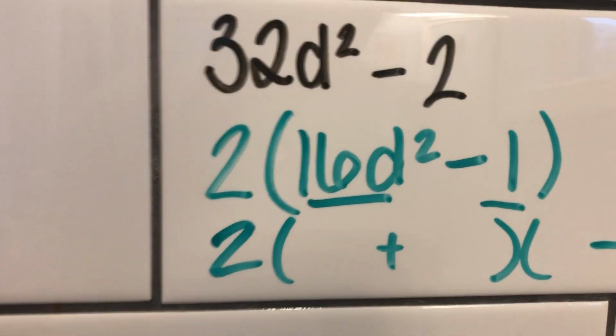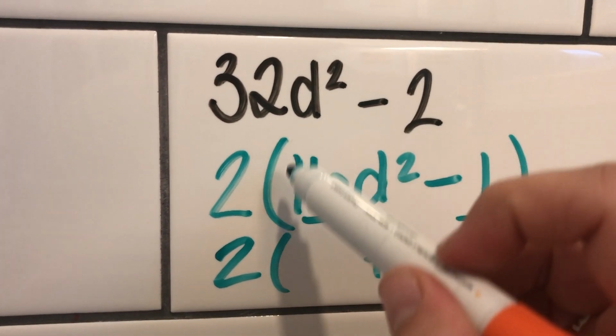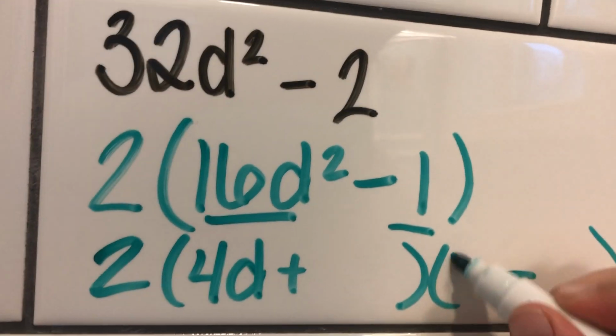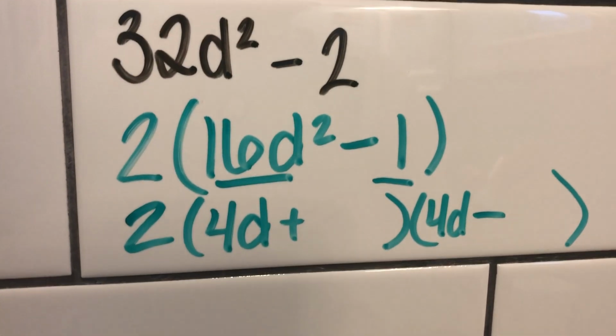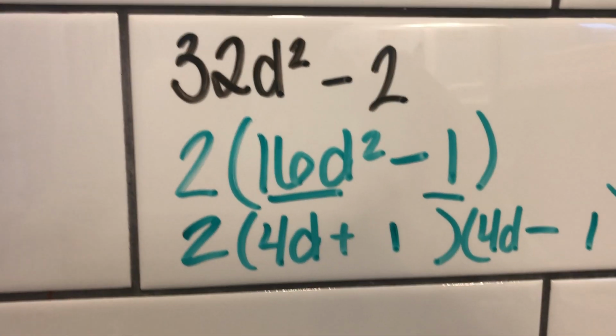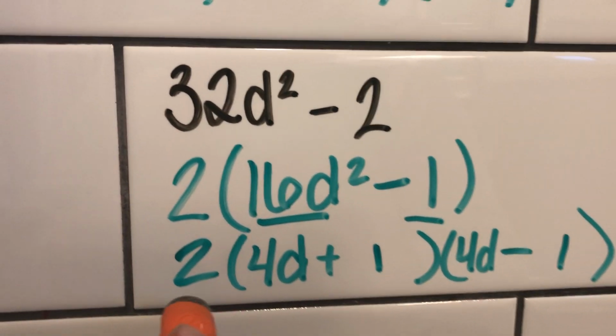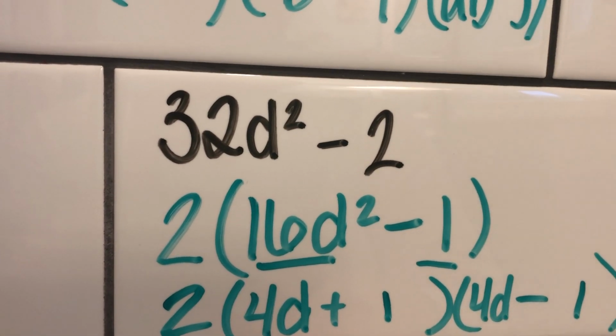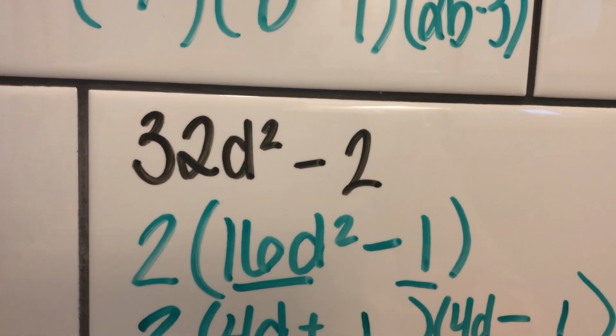One's positive, one's negative. And the square root of 16d squared is 4d. That's where I got my front term of those binomials. And the square root of 1 is 1. And that is factored completely. 2 times 4d plus 1 times 4d minus 1.